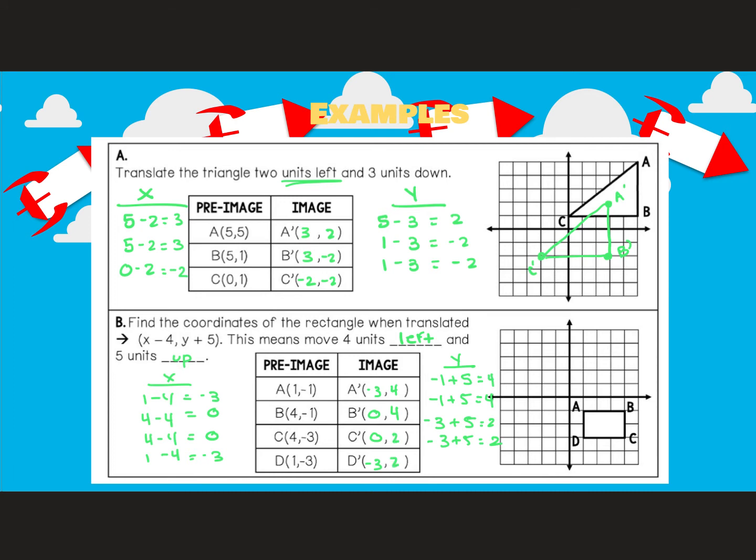Now let's go ahead and plot our points. We have 3, positive 4, that's my A prime. Oh, excuse me, negative 3. Doing that wrong already, so let's go to negative 3 and up 4. That's my A prime. Then we have 0, 4, B prime. We have 0, 2, which is C prime, and negative 3, 2, which is D prime. So this will be our new image.